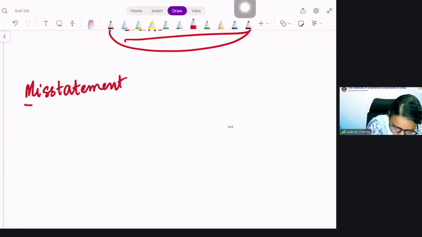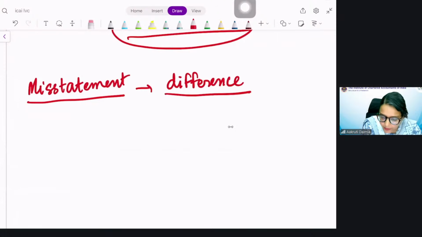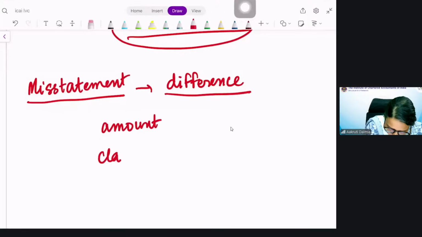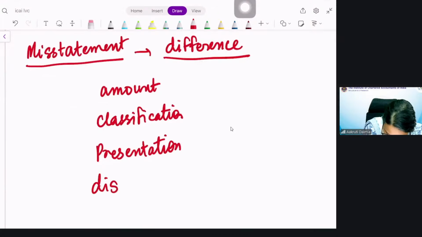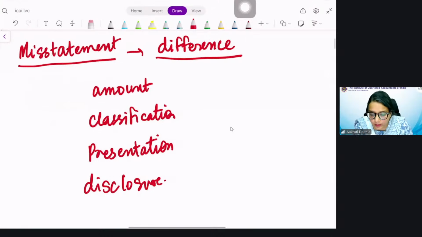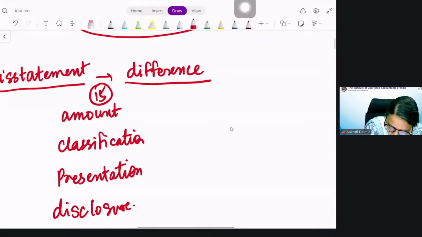What is a misstatement? It refers to a difference. Difference between what? Difference between the amount, classification, presentation, and disclosure. So the amount that is presented and the amount that is required. Okay. So amount is an amount that is required.